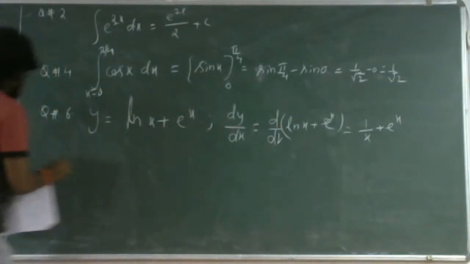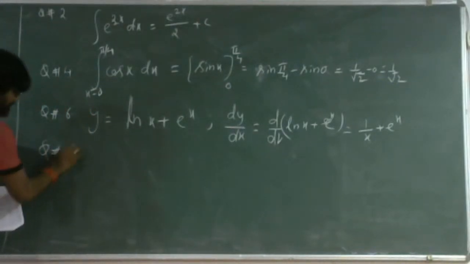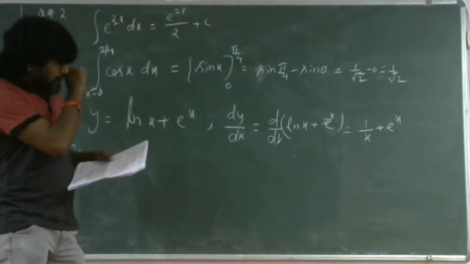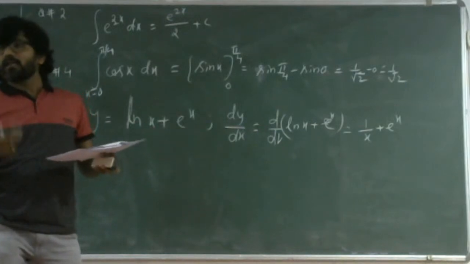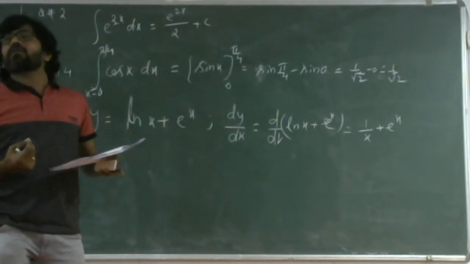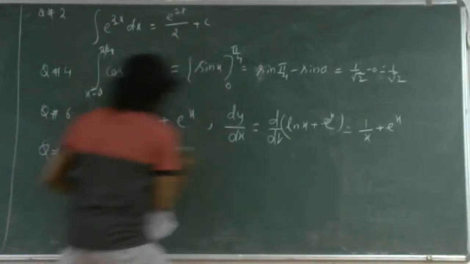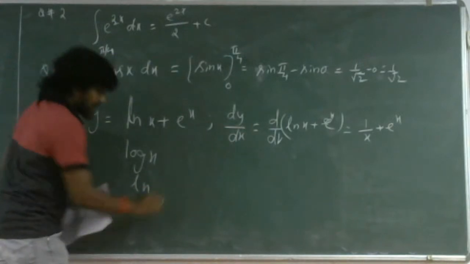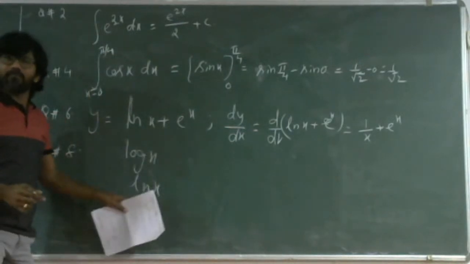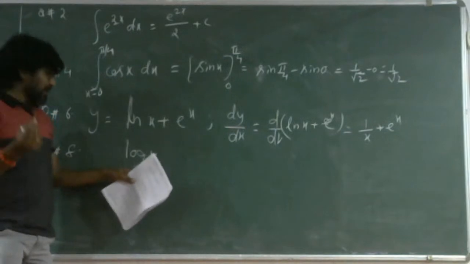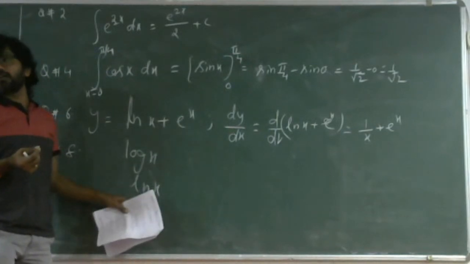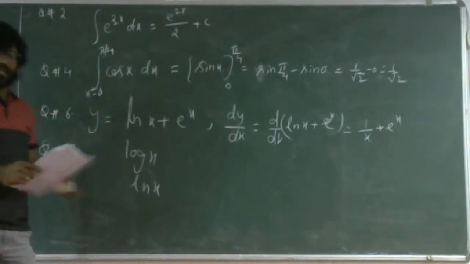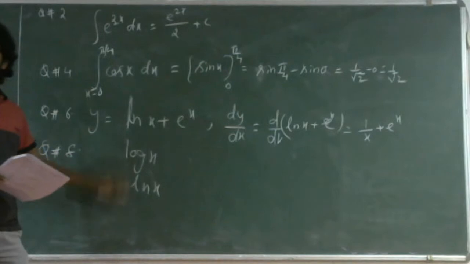Next, question number 8. Sir, ln is not log. ln is the log. The differentiation of log x is 1 by x. You have to remember that log x or ln of x both mean the same, but the base is regarded as common log or natural log. So you can express it like this or like this. Both mean log only. Okay, you have to remember this.